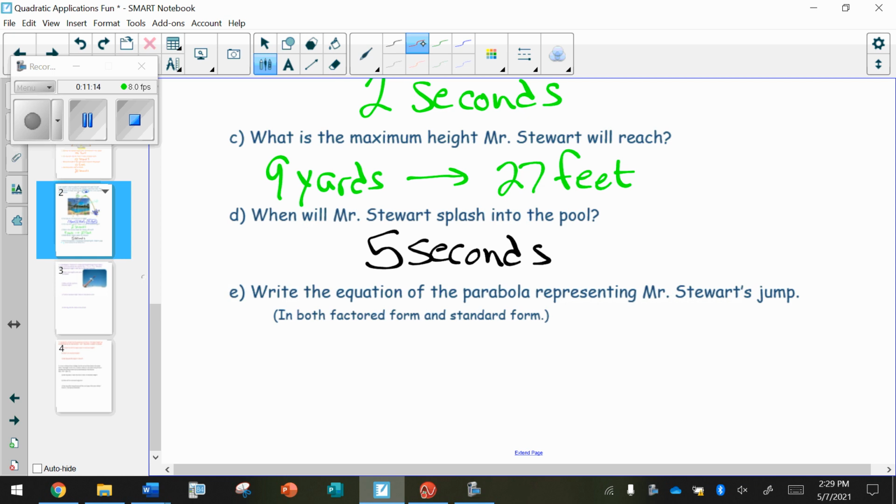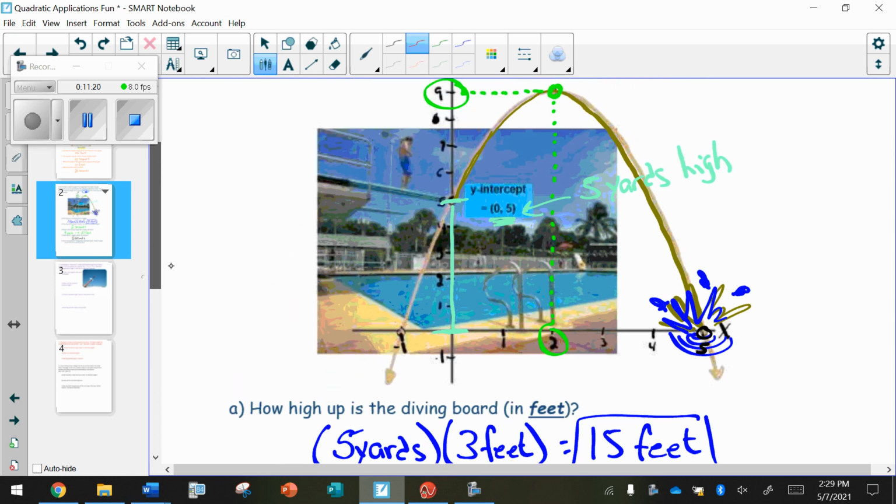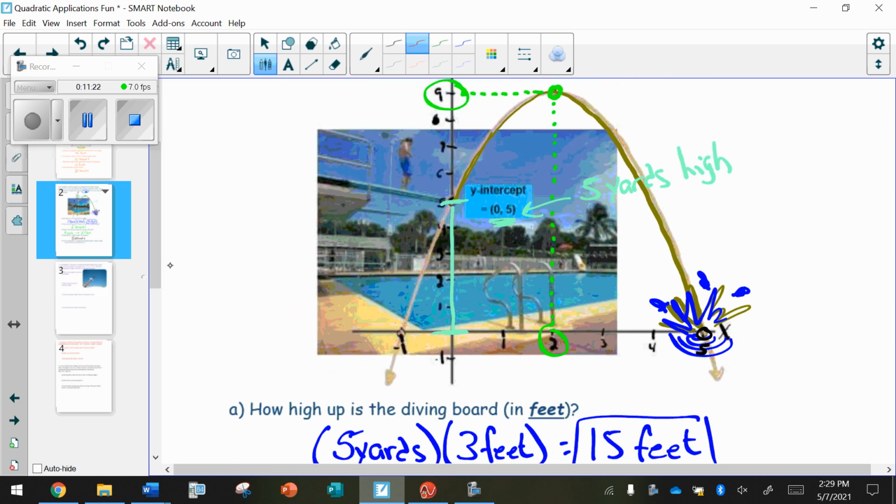Write the equation of the parabola representing Mr. Stewart's jump in both factored and standard form. Oh, who made up this question? All this work. Well, factored form's easy. Just find the x-intercepts. And I know my x-intercepts are at -1 and +5.